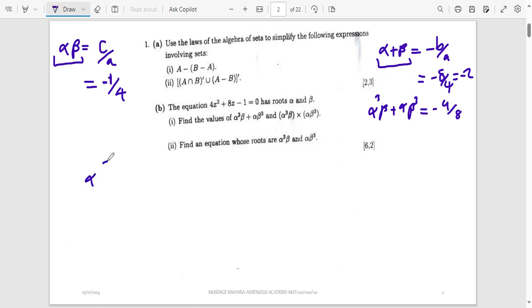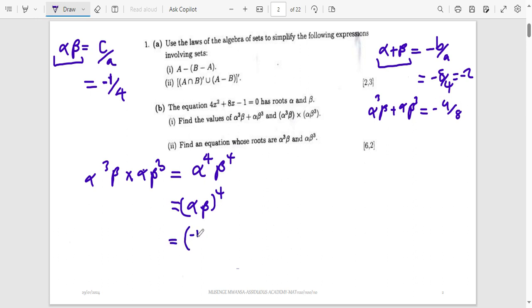So we are finding now alpha cubed beta multiplied by alpha beta cubed. Before even factorizing, this is the same as alpha to the power 4 beta to the power 4, because alpha cubed times alpha gives alpha to the power 4. And this is the same as alpha beta raised to the power 4. But we know what alpha beta is, negative 1 over 4, raised to the power 4. Meaning that negative 1 to the power 4 is positive 1.